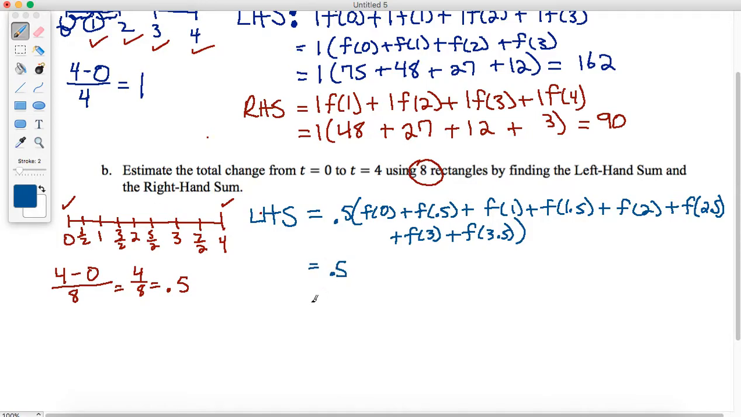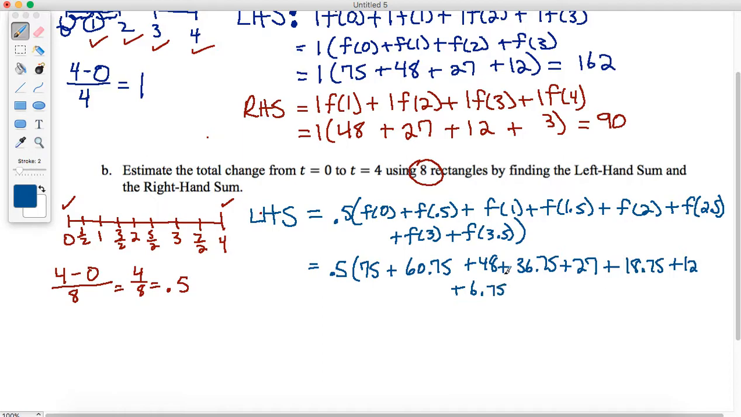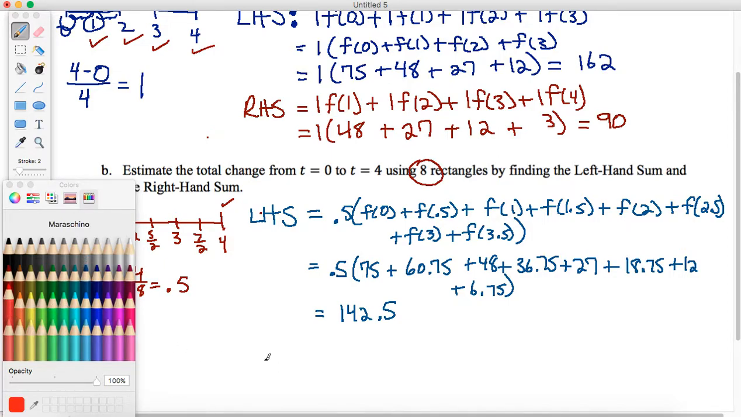Again, your calculator's table feature would really help you get these numbers quickly. I've done that in my calculator, and I'll show you when we get in class. But I get 0.5 times 75 plus 60.75 plus 48 plus 36.75 plus 27 plus 18.75 plus 12 plus 6.75. Put that in your calculator and multiply that by 1/2. You do that entire thing, you get 142.5.